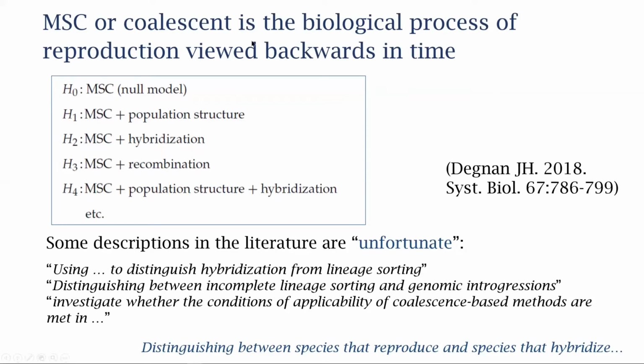As I said, the coalescent is basically the biological process of reproduction viewed backwards in time. So if you are trying to distinguish coalescent from hybridization, you are always saying that I want to distinguish between species that reproduce and species that hybridize. I think the fact is that all species reproduce, but some also hybridize with other species. So yeah, I think this is a very nice review paper. You can take a look.